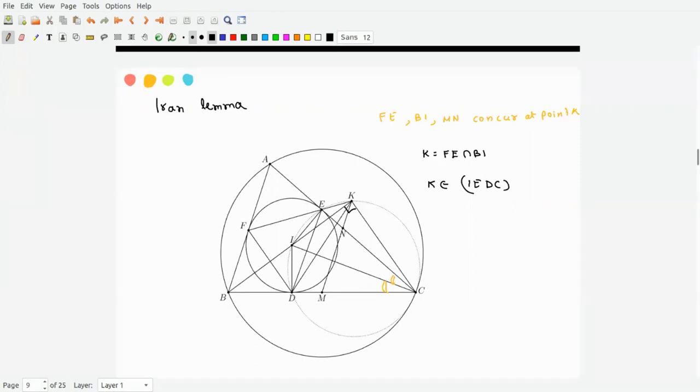Anybody who has actually seen this configuration? I've seen it in EGMO, but not called Iran lemma. It's not called Iran lemma. I don't think it is. It was just a random lemma. Was it called a random lemma? Okay, maybe it is. No, it isn't. I'm pretty sure. Let me search it up.